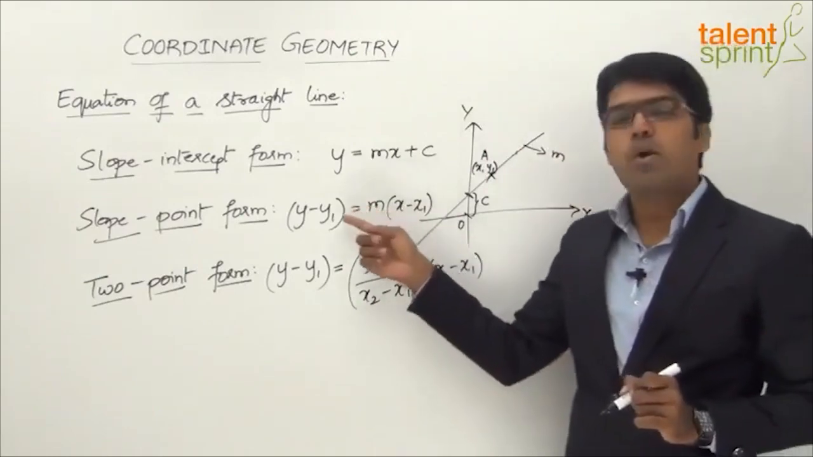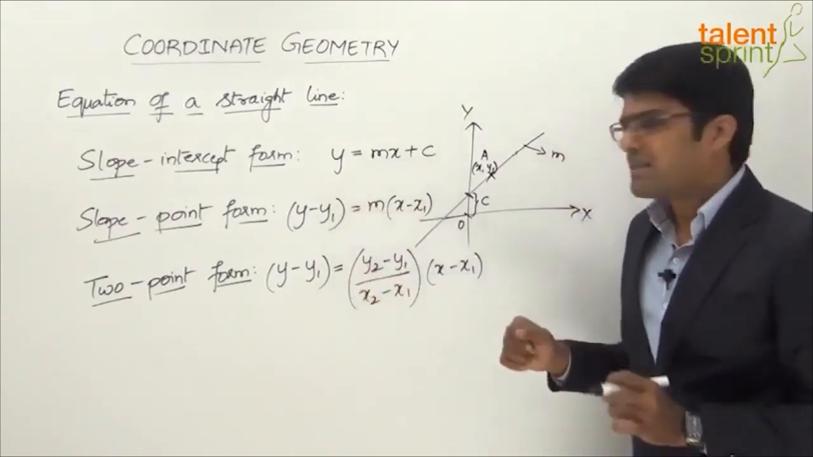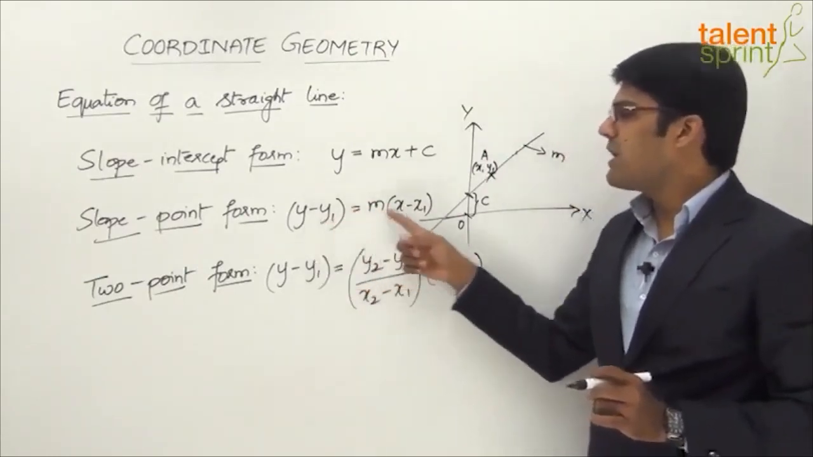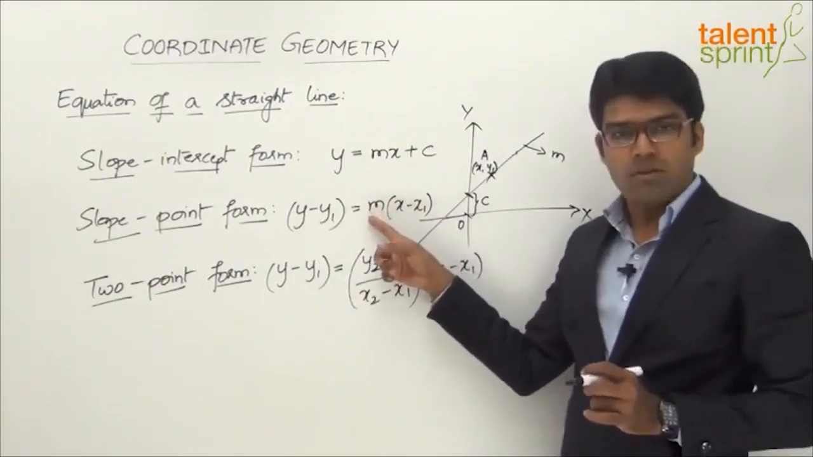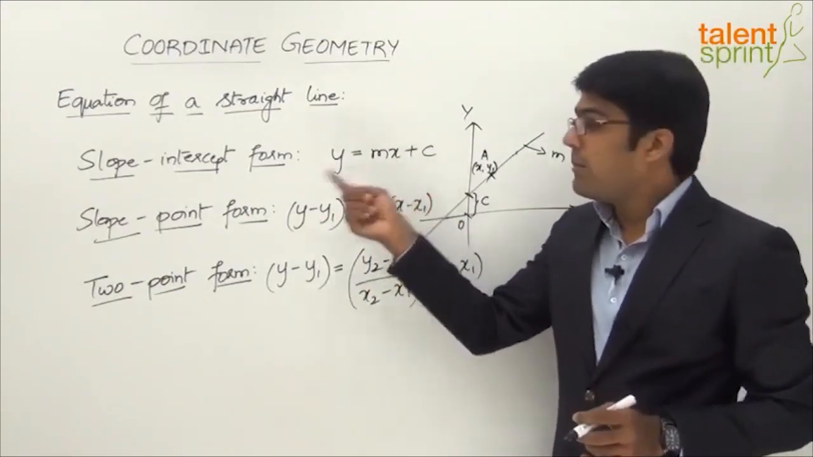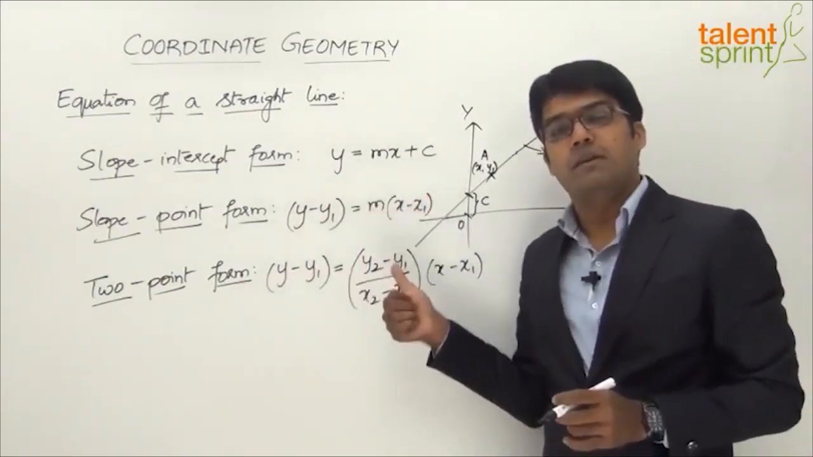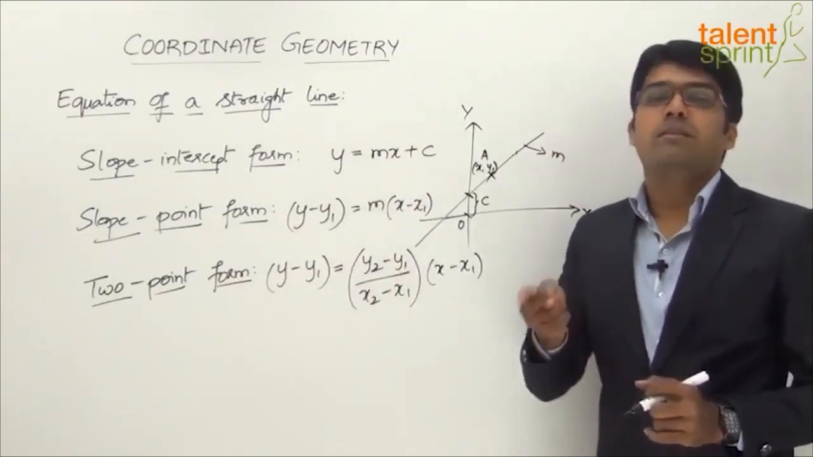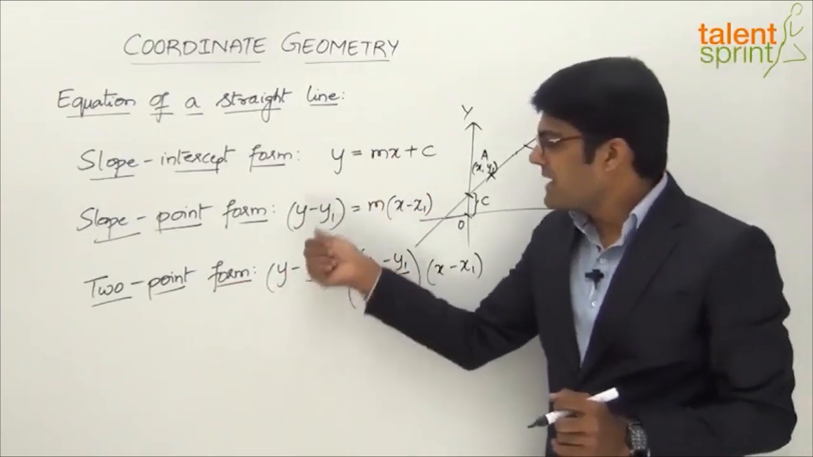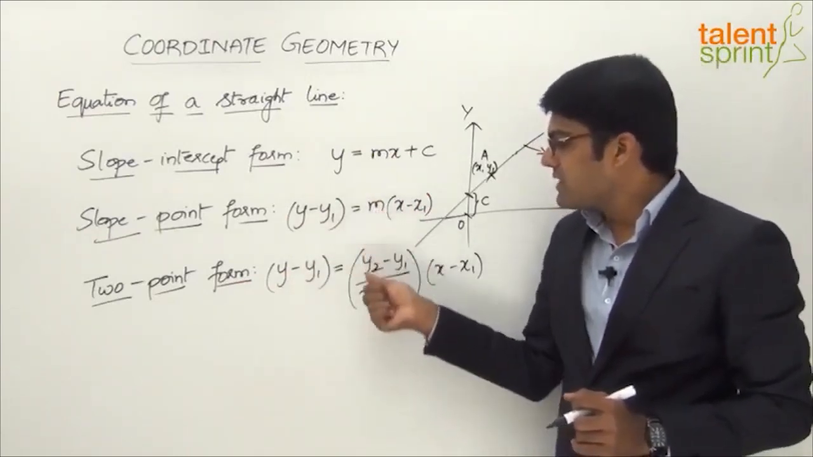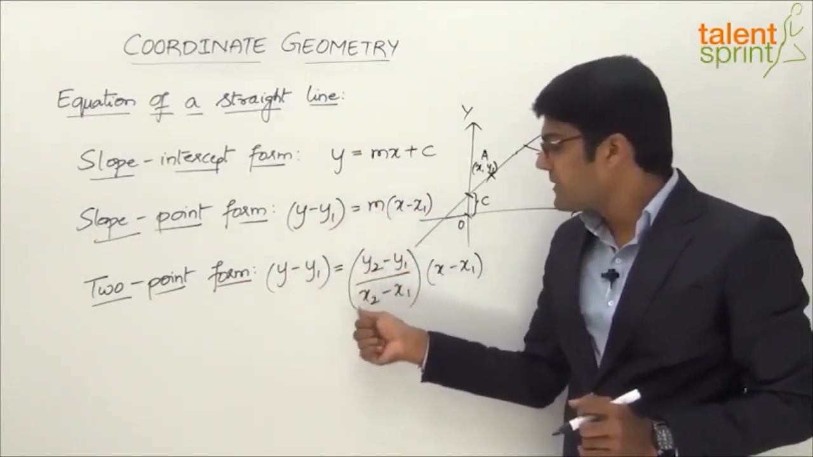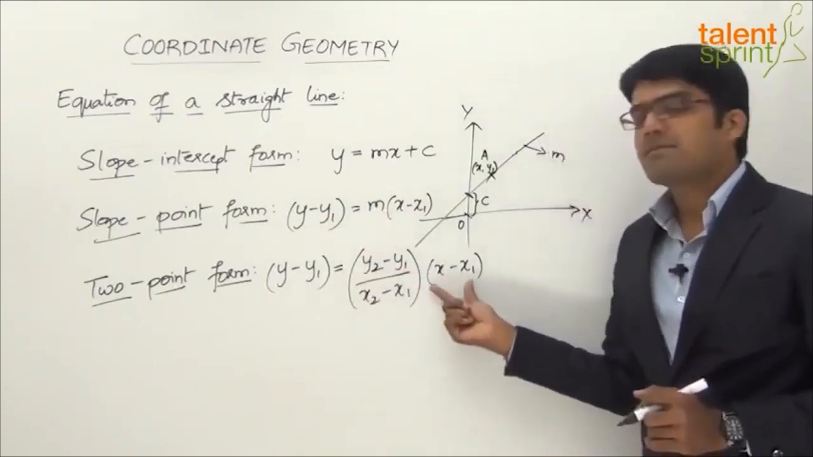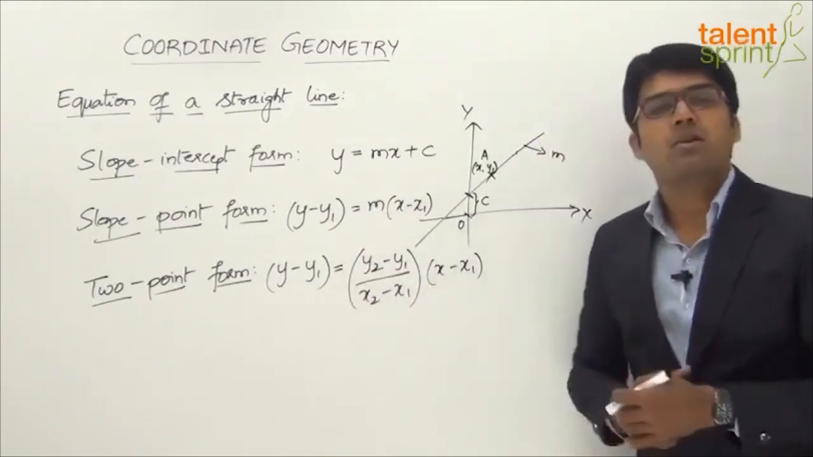So if you look at slope-point form and two-point form, they are similar to each other. y minus y1 equals m into x minus x1, where m is the slope. The slope was directly given to us. But in two-point form, the slope is not given. Instead, the other point is given. And we know how to measure the slope when both the points are given to us. So y minus y1 equals m, the slope can be taken as y2 minus y1 by x2 minus x1, into x minus x1. So this is known as two-point form.